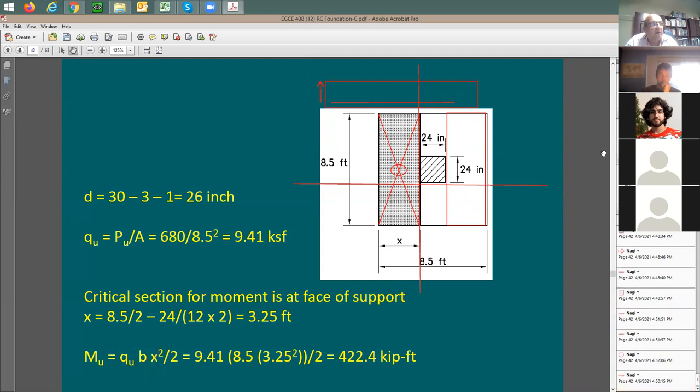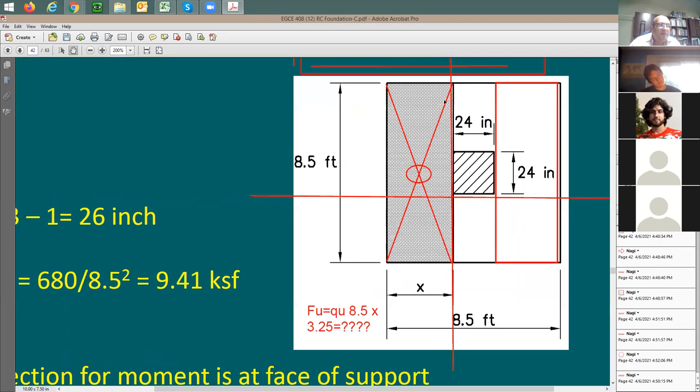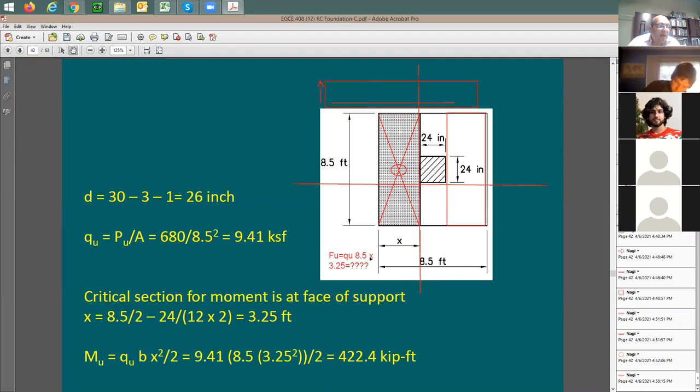So I can come here and say, okay, the force equals, here's the force, the ultimate force pushing up, equal to Q ultimate, multiplied by 8.5, multiplied by X, which is 3.25 feet. Take this force here, multiply by the moment arm. In this moment arm, since this is gonna be the center of this section of the footing, it is gonna be X over 2. If this is X, it's gonna be X over 2. So it's gonna multiply by X squared over 2.